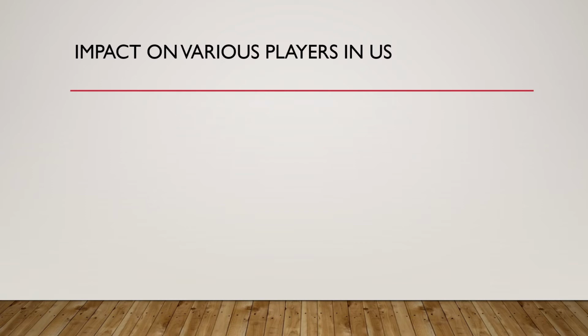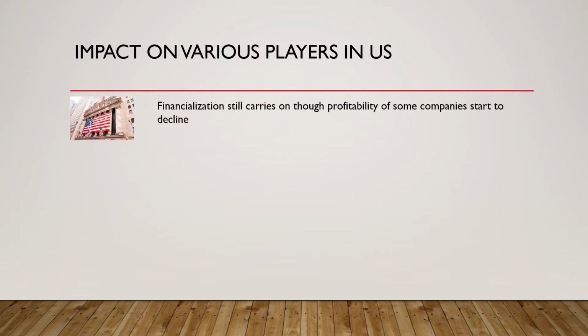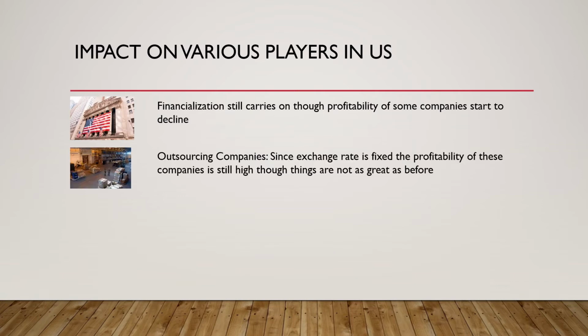So, as international trade progresses in the setup of almost a fixed exchange rate, what's happening? What's the impact on players across geographies? In the US, the financialization still carries on profitably. Though some companies' profitability starts to decline, overall it's good for financial institutions and banks. Outsourcing companies in the US, because the exchange rate is fixed, their profitability is good, though some profitability hit happens because of the increase in inflation in the domestic markets of China.